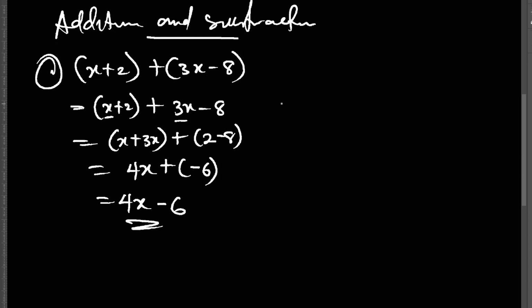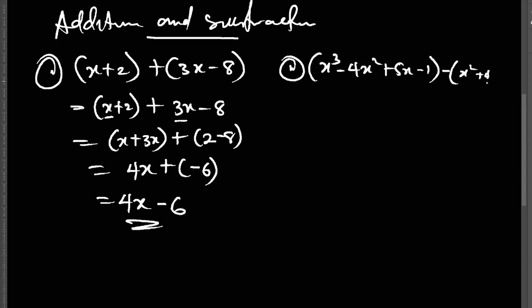We can also consider the subtraction. If I have into brackets x cubed minus 4x squared plus 5x minus 1 minus into brackets x squared plus 4x plus 5. If I have this, how should I go about it? This is quite simple. Just like we did for the first one, we try to remove the bracket of this second one first so that we can see what we want to do clearly.